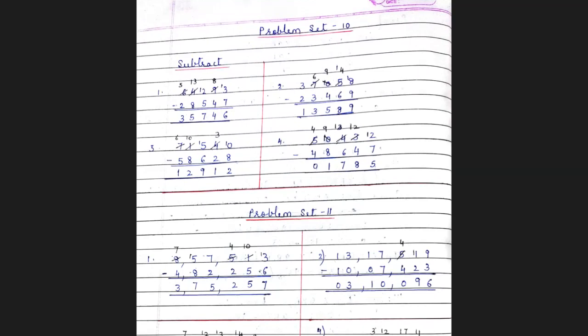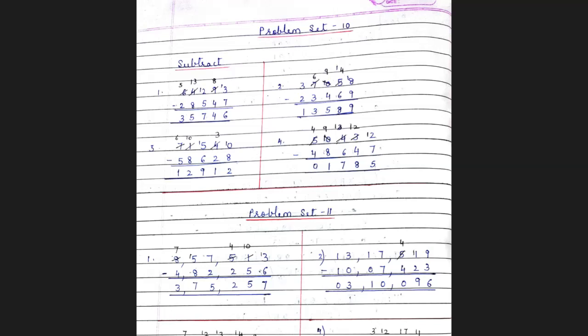The third number, 71,540 minus 58,628. The units place is 0. So it borrows a number from 4 and becomes 10. 10 minus 8 is 2. 4 after giving a number has become 3. 3 minus 2 is 1. 5 minus 6 is not possible. Borrows a number from 1.